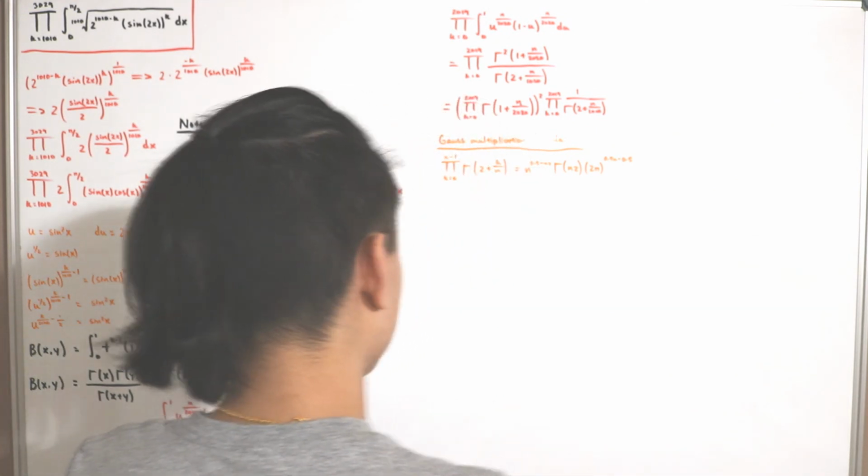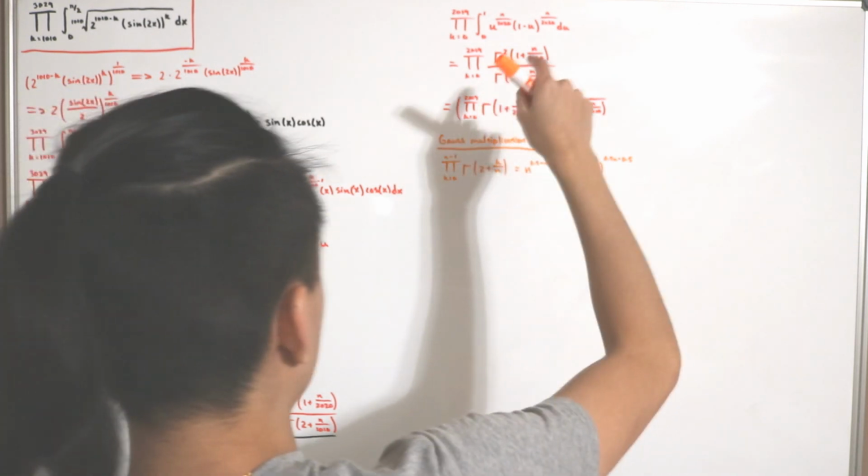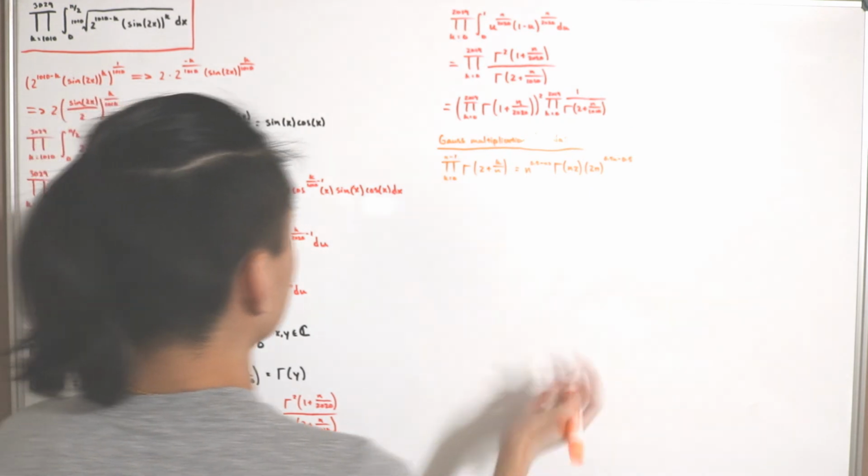Yeah, I'll actually stick with orange this time. Okay, so first let's calculate our gamma of 1 plus n over 2020.